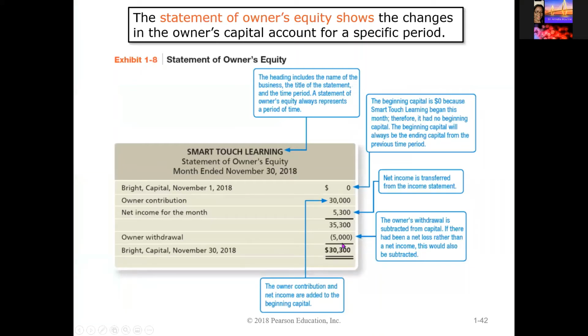The statement of owner's equity shows the changes in the owner's capital account for a specific period. Here in Exhibit 1.8, notice that the net income for the month is the net income that was calculated on the income statement. So with the statement of owner's equity, the net income from the income statement is added to the statement of owner's equity.